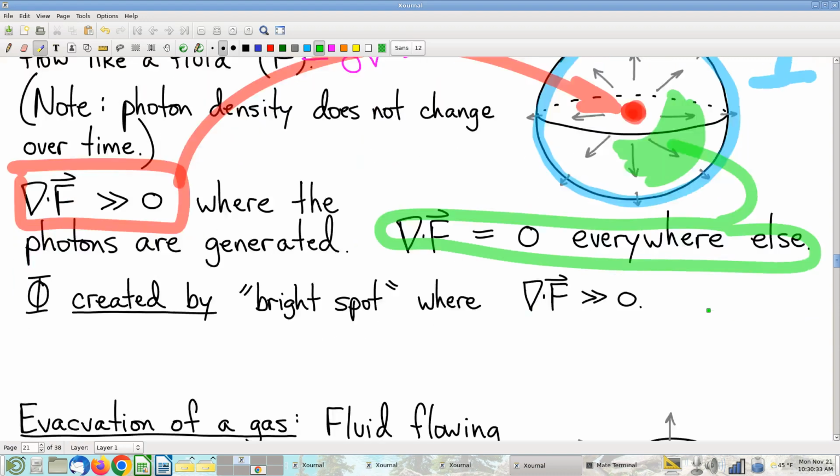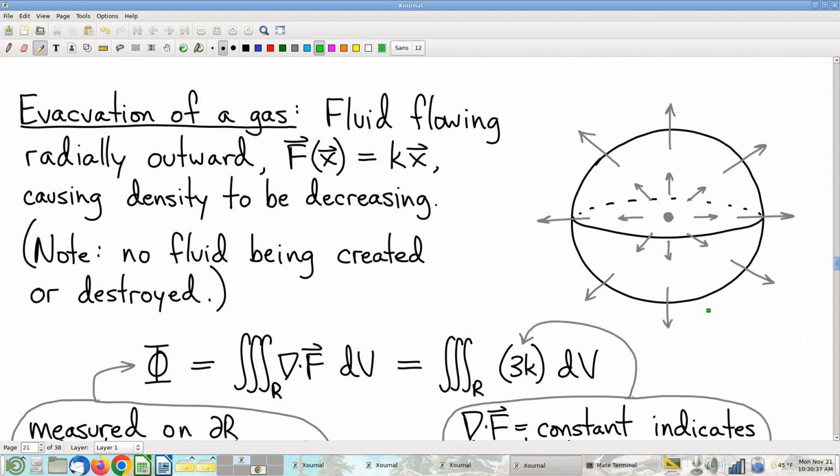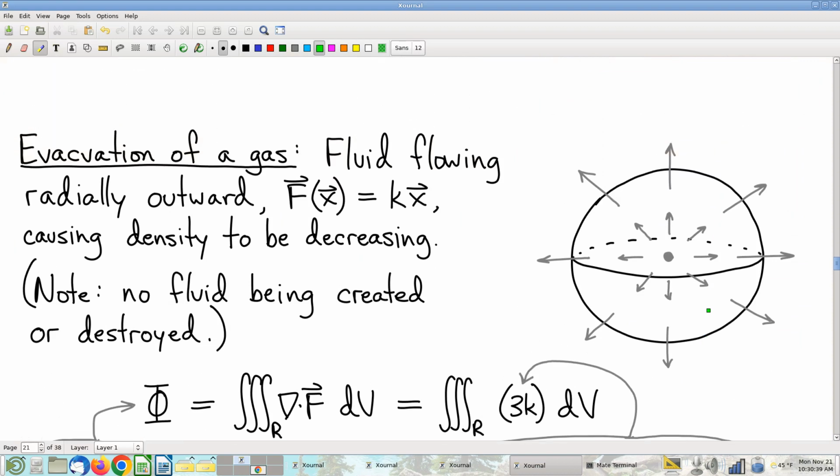Okay. All right. Now, here's a different physical example. This one is not only superficially different, this is also qualitatively different in an important way. So I want to talk about gas. There's no light in this example. We're going to talk about a quantity of gas. So we have a gas cloud somewhere.